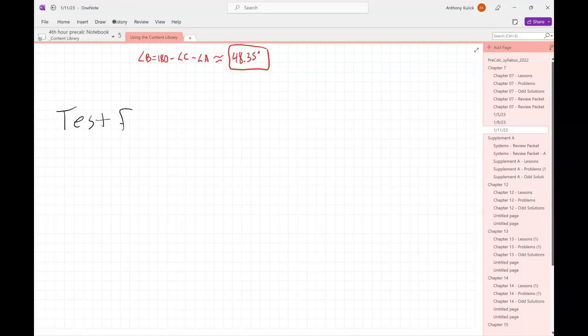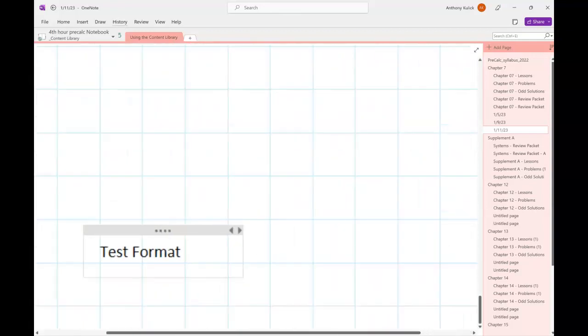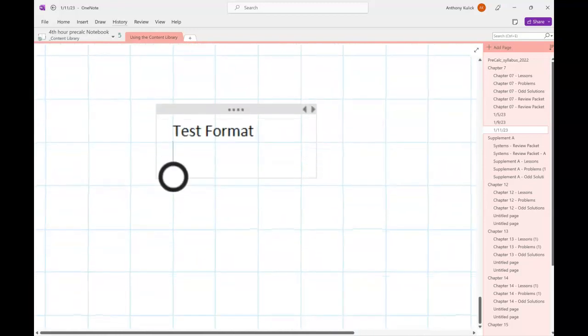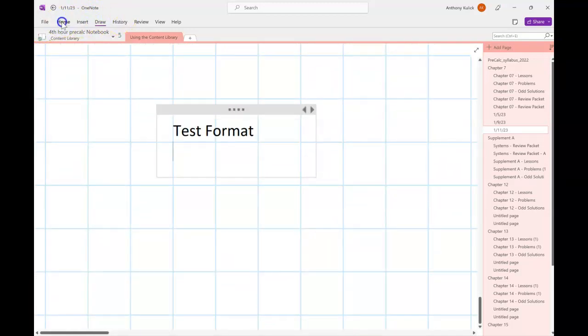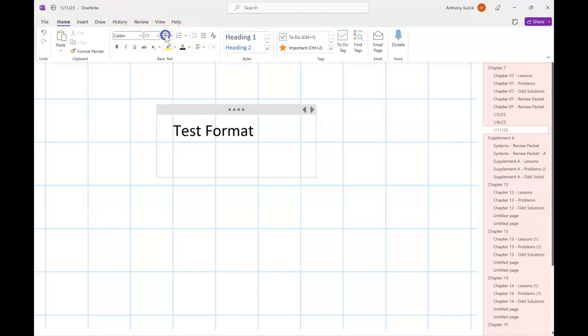All right. I'll go test format then. I don't know why I'm writing this. Let me just type it, right? Oh boy, that's small. All right.